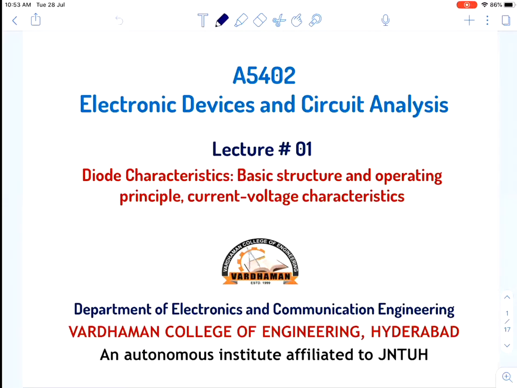Yes. So the first topic is about the diode characteristics, basic structure and operating principle. Then current voltage characteristics. We also call that IV characteristics or VI characteristics of a PN junction diode. And the other one is temperature dependence. So these are all the topics that we will be seeing now.